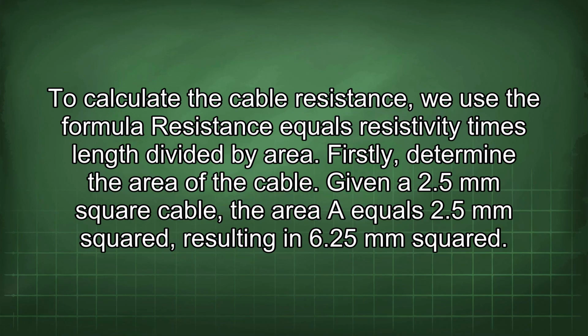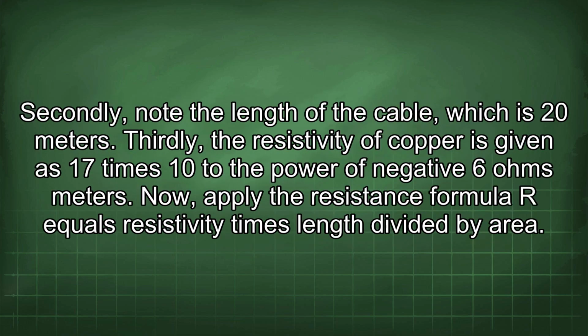To calculate the cable resistance, we use the formula resistance equals resistivity times length divided by area. Firstly, determine the area of the cable. Given a 2.5 mm square cable, the area equals 2.5 mm squared, resulting in 6.25 mm squared. Secondly, note the length of the cable, which is 20 meters. Thirdly, the resistivity of copper is given as 17 times 10 to the power of -6 ohms meters.